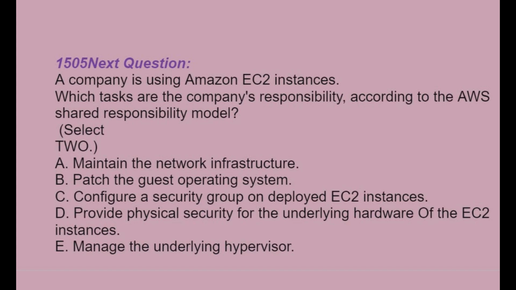Question is, a company is using Amazon EC2 instances. Which tasks are the company's responsibility according to the AWS shared responsibility model? Select two options. Option A. Maintain the network infrastructure. Option B. Patch the guest operating system. Option C. Configure a security group on deployed EC2 instances. Option D. Provide physical security for the underlying hardware of the EC2 instances. Option E. Manage the underlying hypervisor. Correct answer is option D and option E.